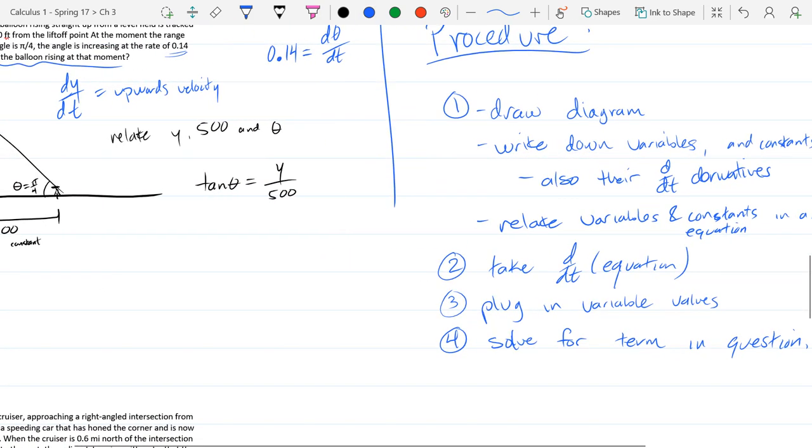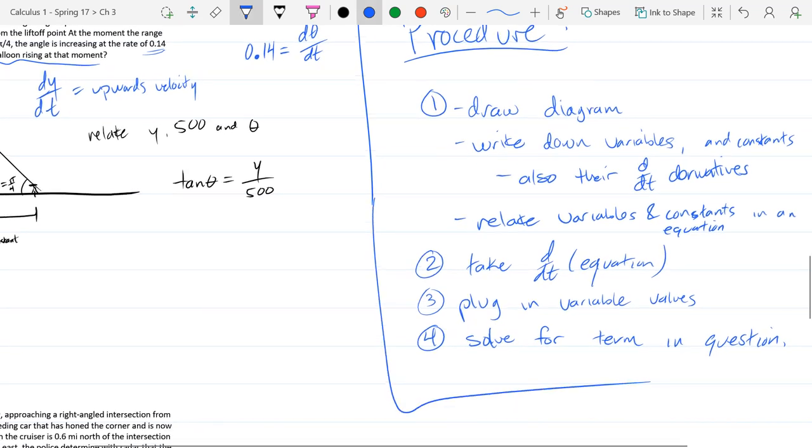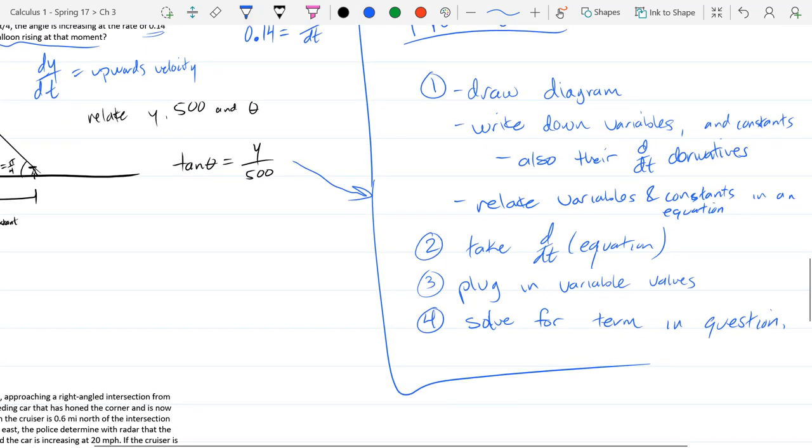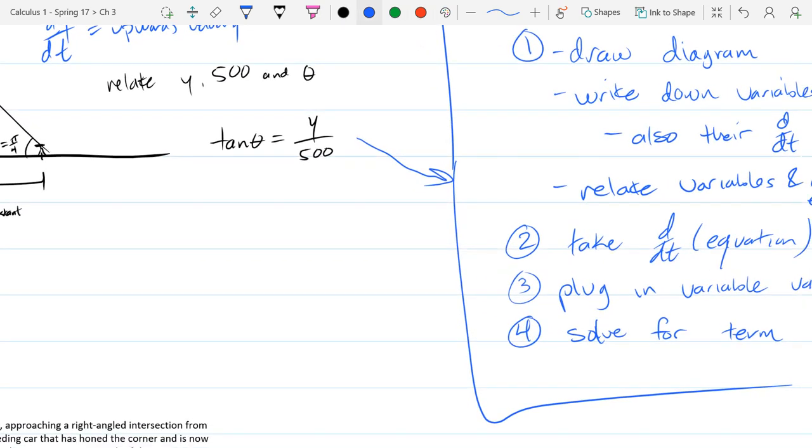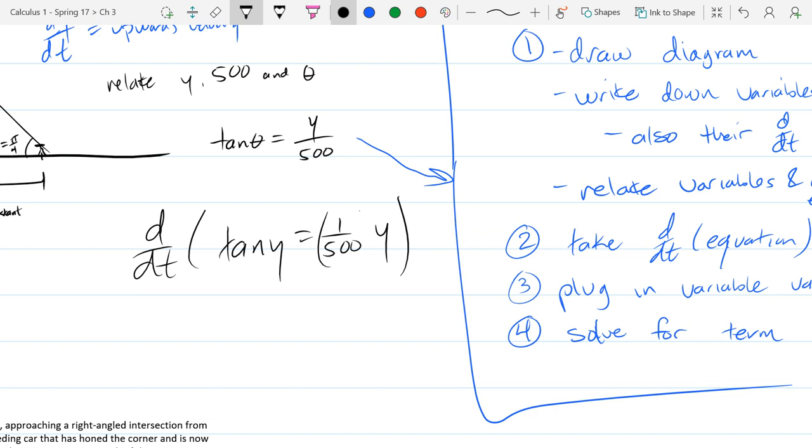So we did our draw diagram, wrote down variables, constants. We related them in our one equation. So our relating step is right here, that equation. So ready to actually do calculus. So we're going to take a dt of this equation. And I'm going to rewrite the right side. This is 1 over 500 times y. You don't want to use the quotient rule here. That would be very much overkill. You could use a quotient rule on the right side, but you absolutely don't need to.